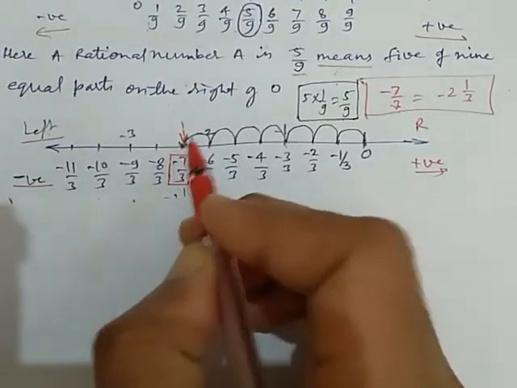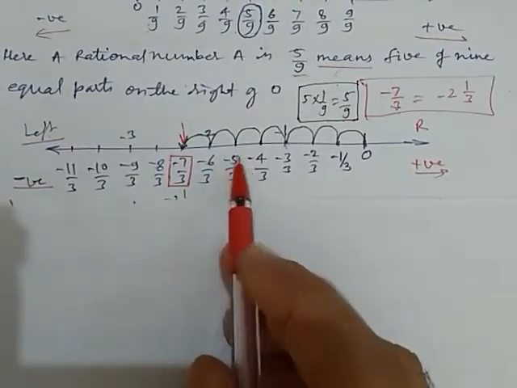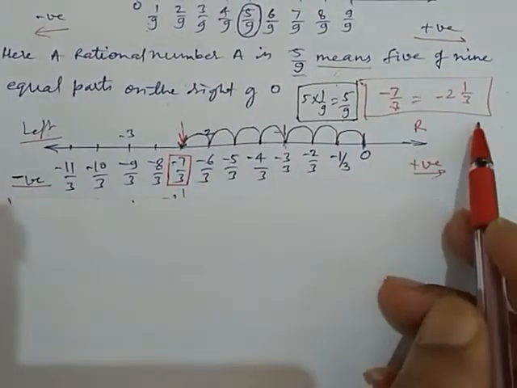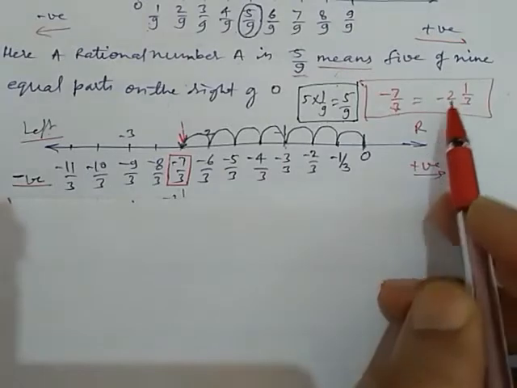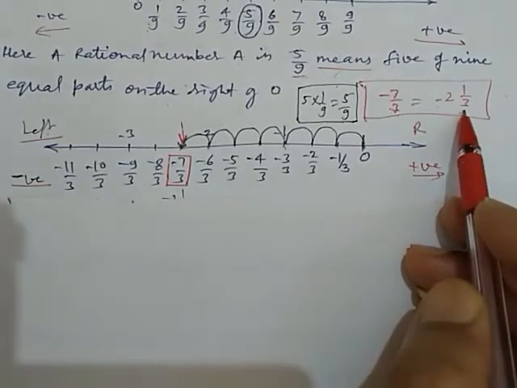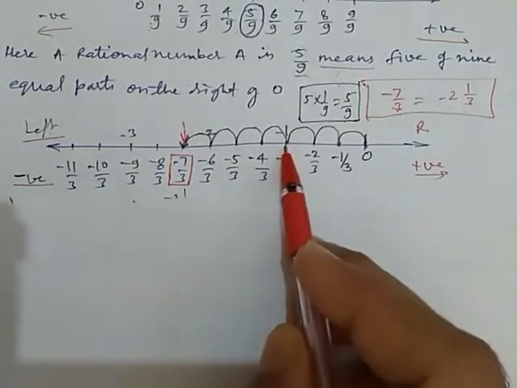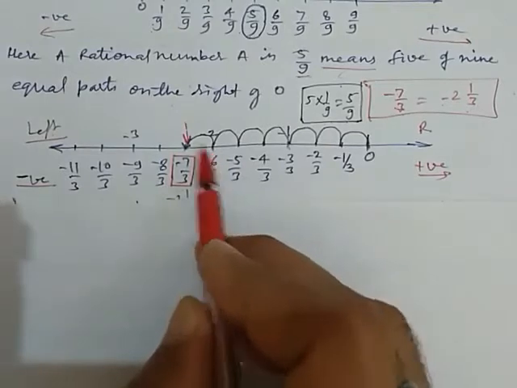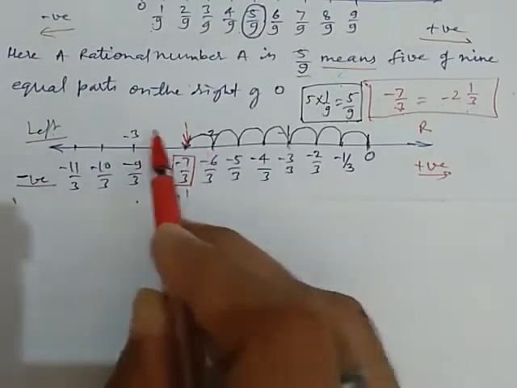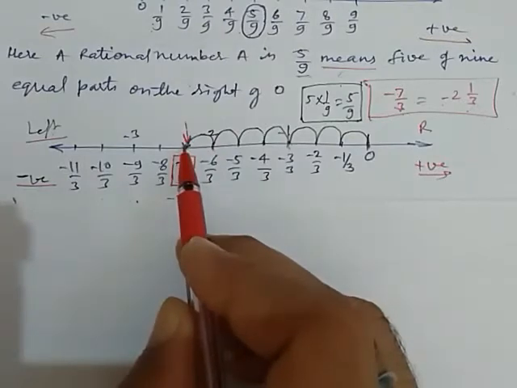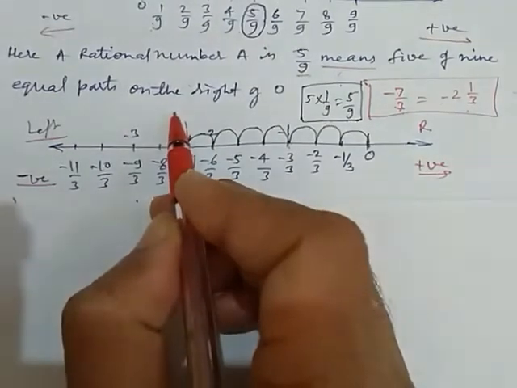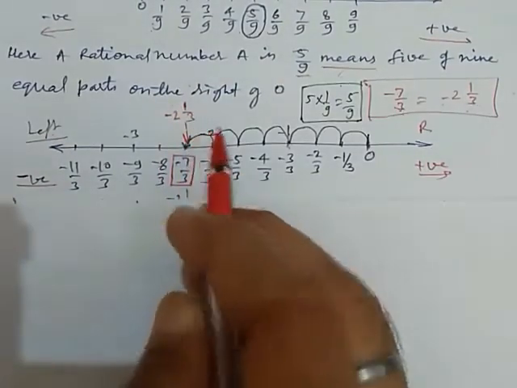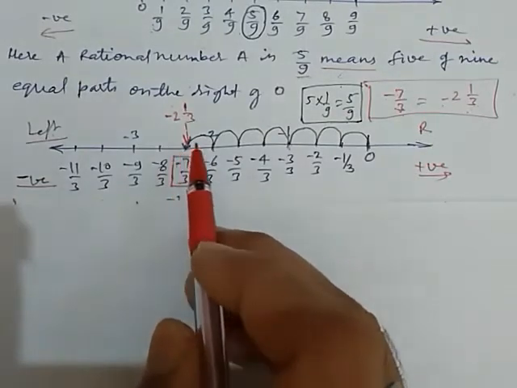This way we plot any number, but this number is an improper fraction. So if we convert this into a mixed fraction, then we get -2 and 1 by 3. First we reach 2. This is 1 and this is 2 here. Now consider 1 by 3, because after 2 each part is 1 by 3 of 1 unit. So now we consider 1 part of the 1 by 3. So we directly reach -2 and 1 by 3. This way we can also plot any improper fraction directly.